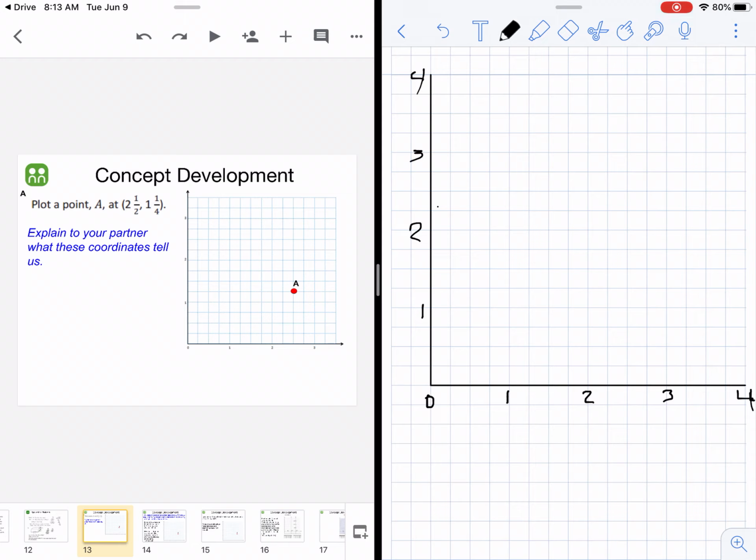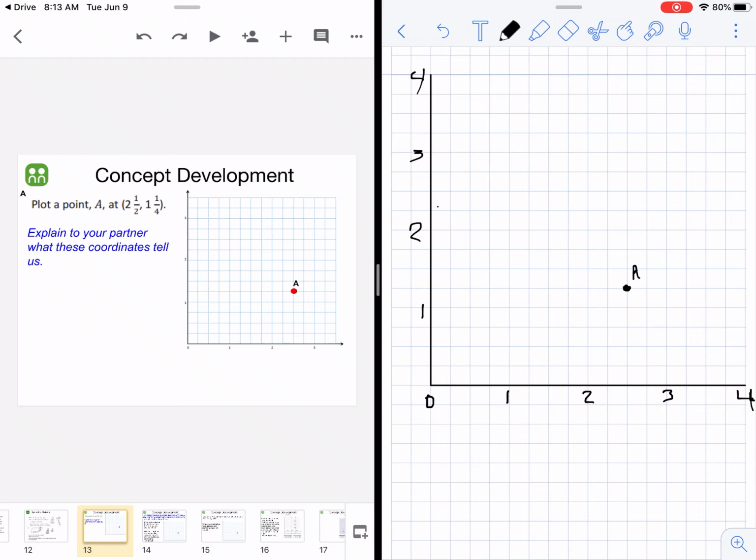Very good. The first thing you're going to do after you create your grid is to plot point A at 2.5 and 1 1/4. So 2.5 and 1 1/4. This is A. Explain to your partner what these coordinates tell us. Well, you don't have a partner, but you can just think out loud. What do these coordinates tell us?